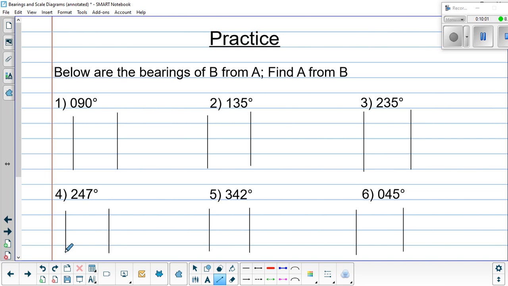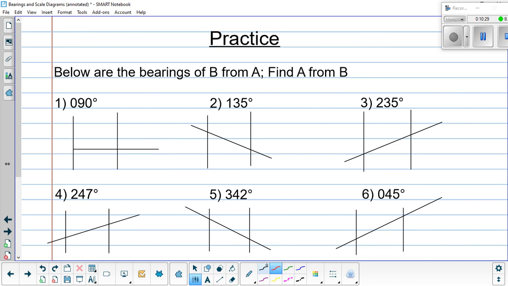So we know it's 90 degrees. So that means 90 degrees is a line over like that, right? Next one, I know that 135 degrees kind of points downward, so I'm going to put a line down like that. 235 is the opposite direction. 247 still down kind of that way. 342 is going to be up there, and 45 degrees is up there. If I went through that a little bit quick, don't worry, you'll see where it comes from as we go through. So, now we have to label, right?